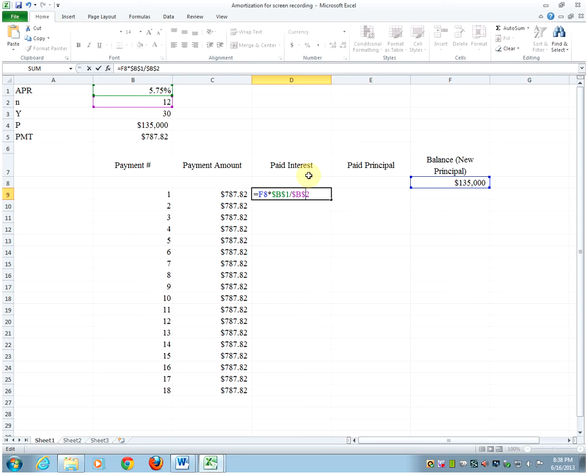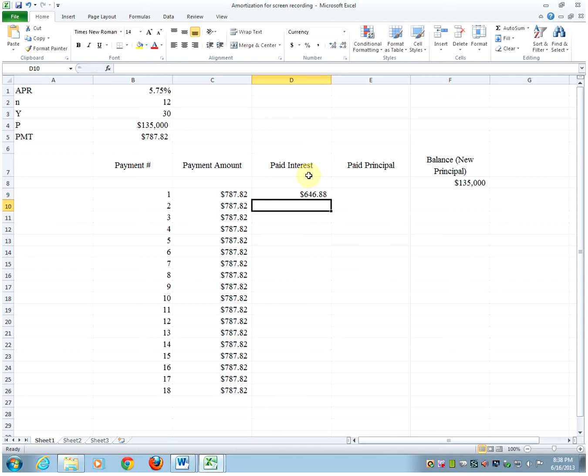Notice I put $ signs there because the APR is not going to change, and the number of months in a year, the number of times a year you make that payment, is also not going to change. So I press enter there as well, and there's the amount that I pay in interest.